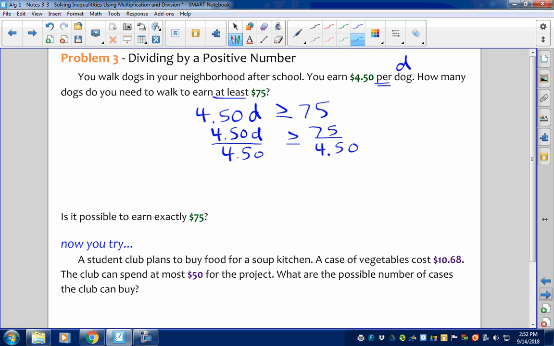Division using maybe a calculator will give you D is greater than or equal to approximately 16.7. Now, I'm not going to walk 0.7 of a dog. So if you want to make at least 75, you're actually not going to be able to earn exactly 75. That's not a possibility here. You're going to have to walk whole dogs. And so you must walk at least 17 dogs to reach your goal.